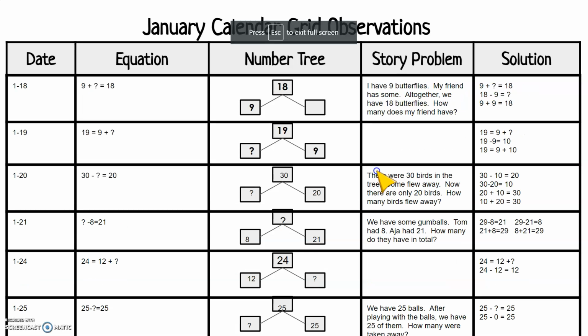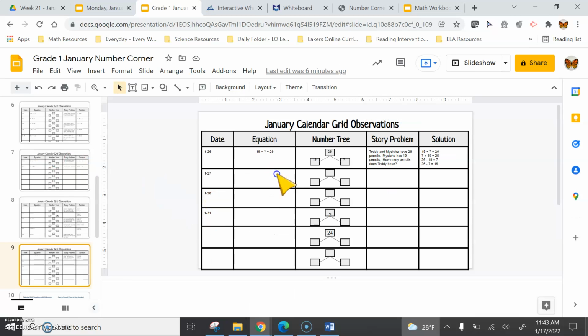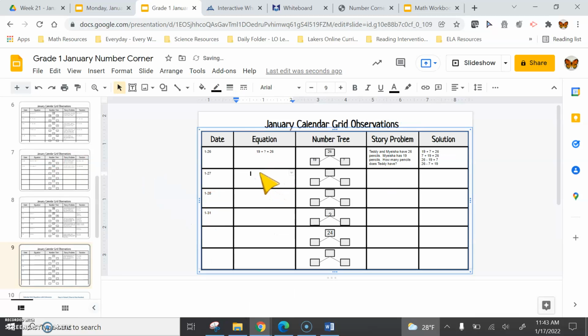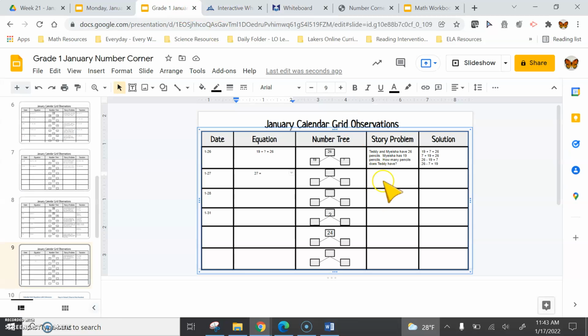What we can do is think of it this way. 27 is equal to 7 plus something. You can put in the numbers we do know. We know 27 is our big number. We know 7 is one of our smaller numbers. And then we know we have a missing number.